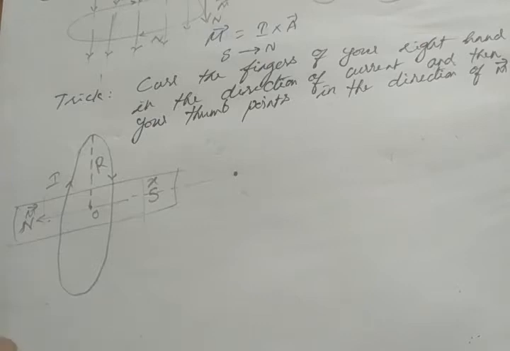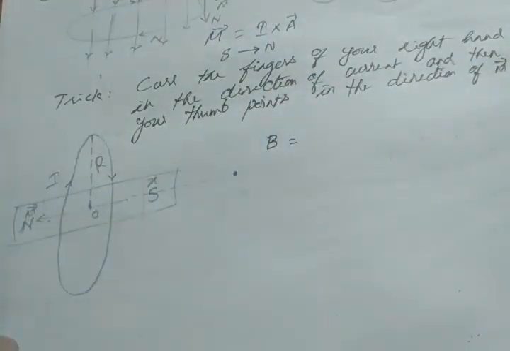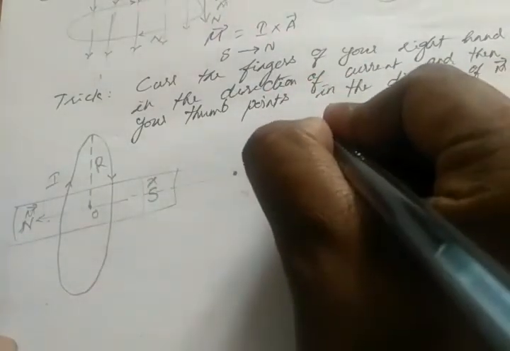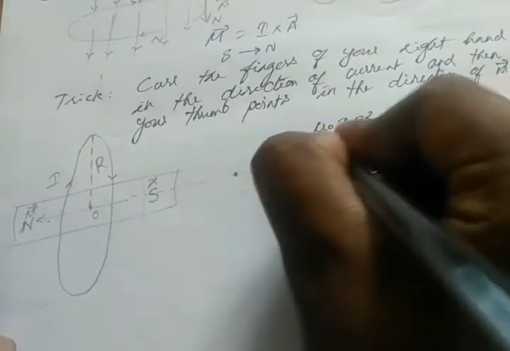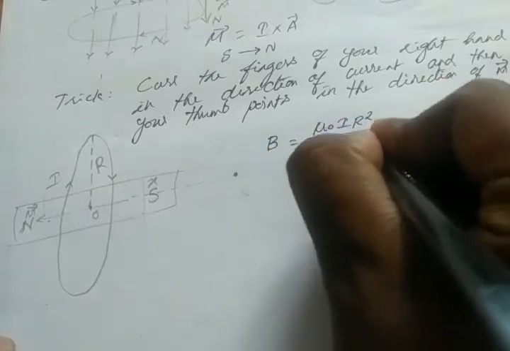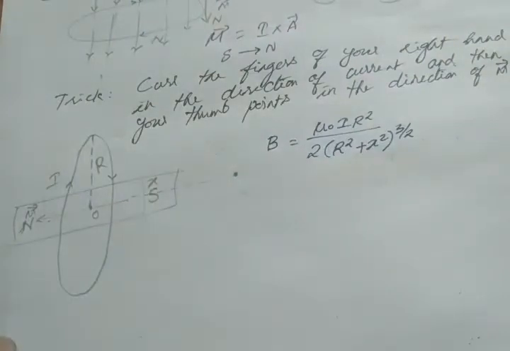So what is the derivation? B circular equal to mu naught I R square divided by 2 into R square plus x square power 3 by 2. We solved so many problems based on this formula. Can you remember this formula? We already solved this equation. Kindly check your note. So this is our equation.